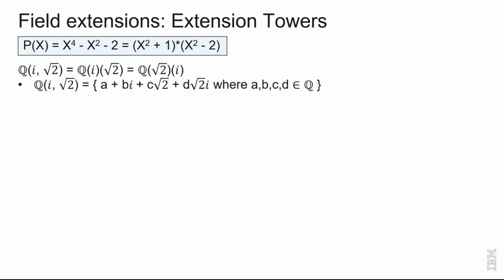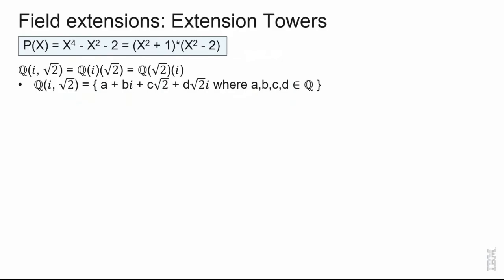So extension towers is just when you extend a field with more than just one member. In this case, we have an equation which actually has 4 roots. None of its 4 roots are rational. Let's say I want to add all 4 roots to the field of rationals. So basically I create an extension tower. I add both i and square root of 2 to the rational field. And it's written out like this. So this is Q adjoin i and the square root of 2.